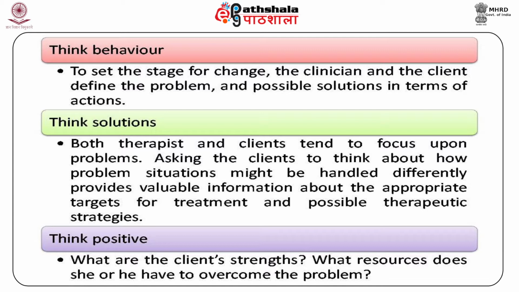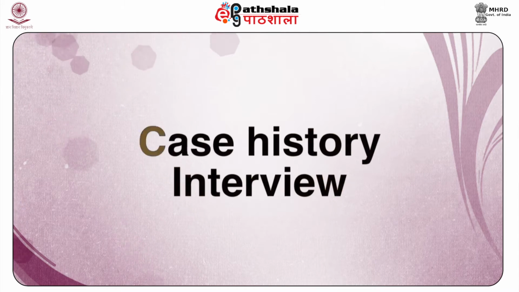Number 3, think positive. What are the client's strengths? What resources does she or he have to overcome the problem? Number 4, think small steps. When establishing goals for therapy, the therapist should help the client think in increments. Number 5, think flexible. Therapy can be viewed as a series of trial and error experiments in which the therapist and clients experiment with potential solutions. Number 6, think future. In defining the goals and strategies for therapy, the therapist helps the client keep an eye on the future.